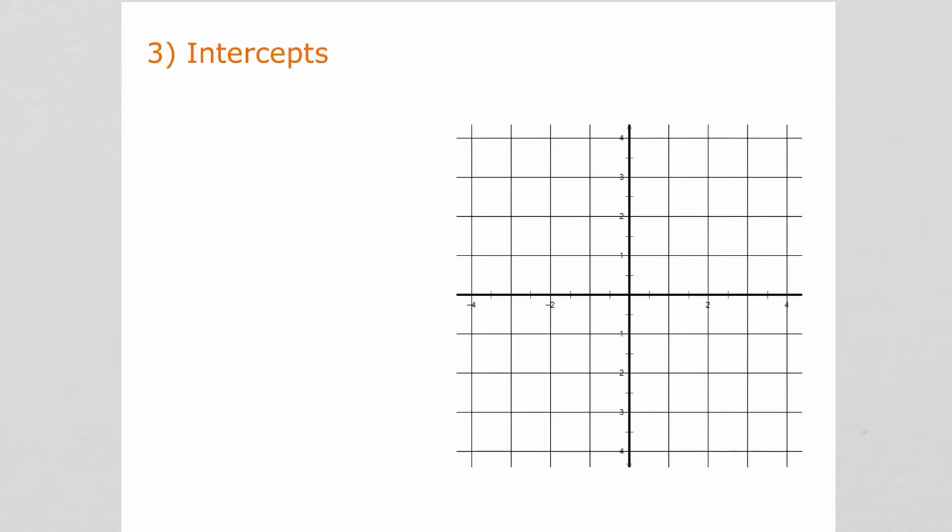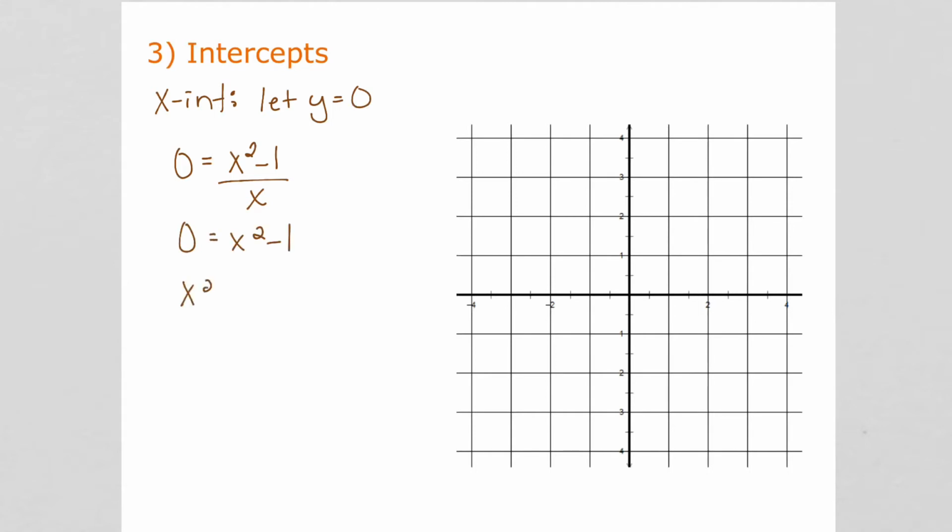The intercepts, x-intercept, let y be 0, so 0 equals x squared minus 1 over x, so 0 just equals the top, so x is plus or minus the square root of 1, which is 1. So we have two x-intercepts. We have one at negative 1, 0, and one at 1, 0.